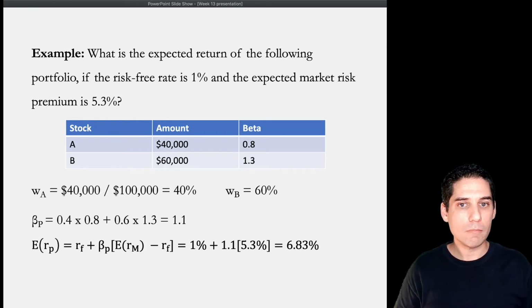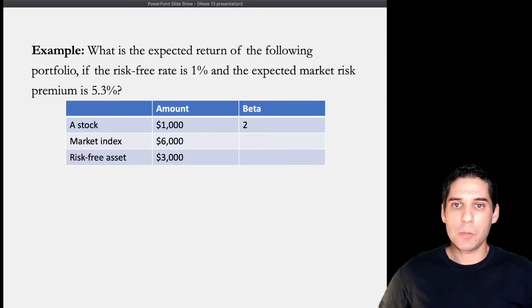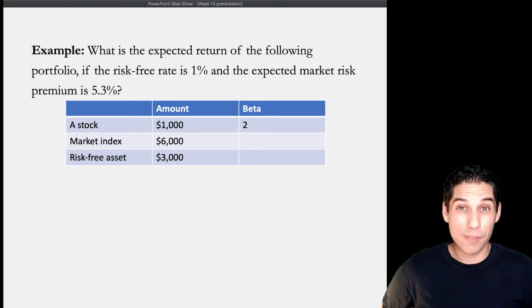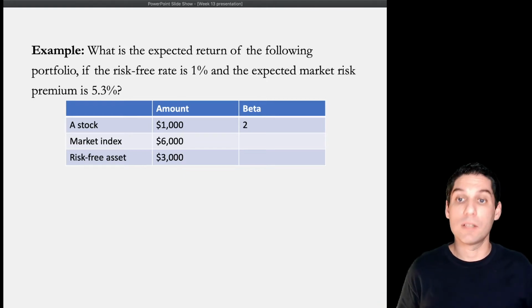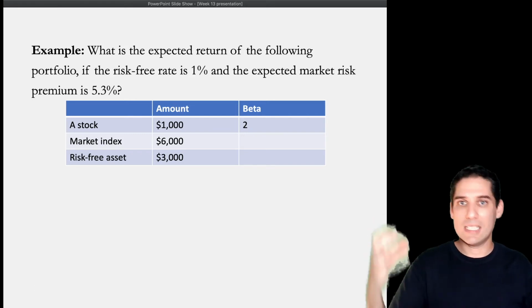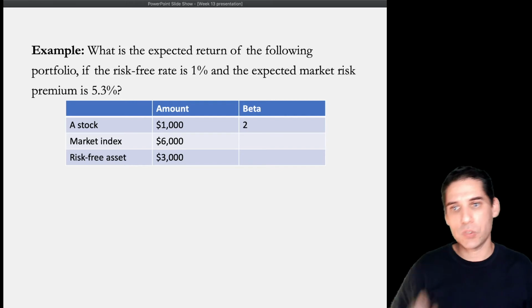Okay, let's do another example, slightly different. Now, what is the expected return of the following portfolio? Now we have three assets here, and the risk-free rate and expected market risk premium are the same. In the table, there's one stock. We are investing $1,000 in that stock. We are given its beta, 2, quite risky. So it moves twice as much as the market in that direction on average. So if the market drops 1%, this stock tends to go down 2% on average.